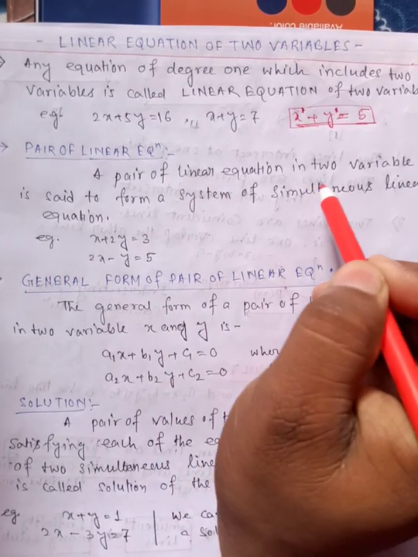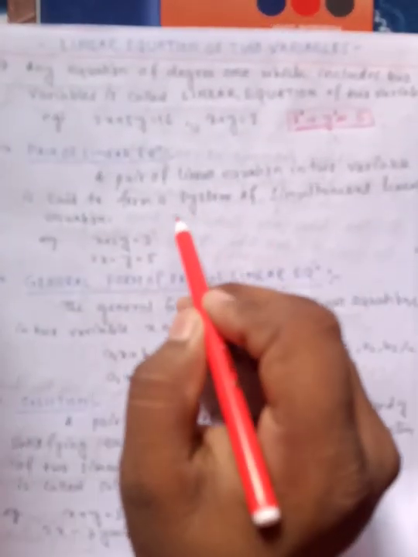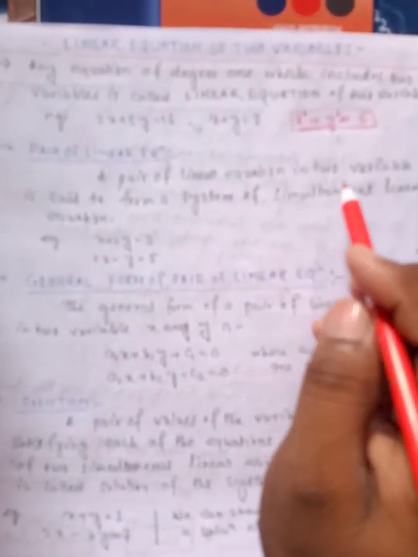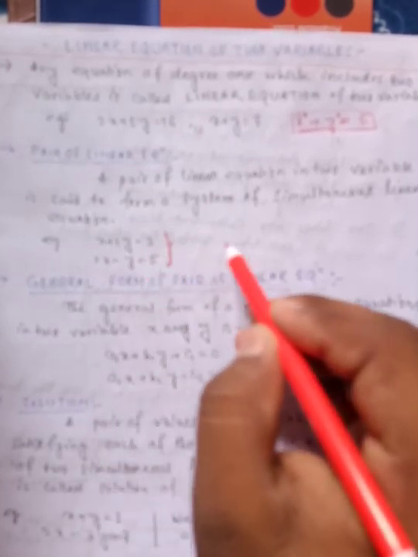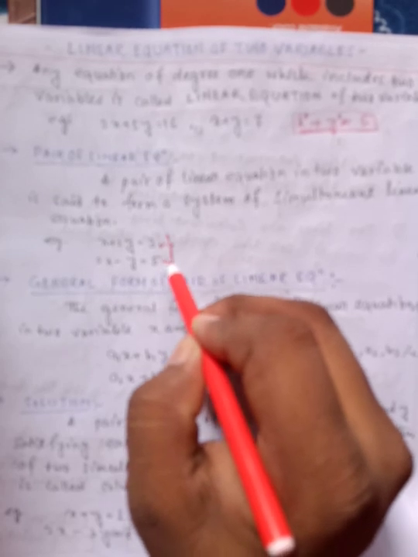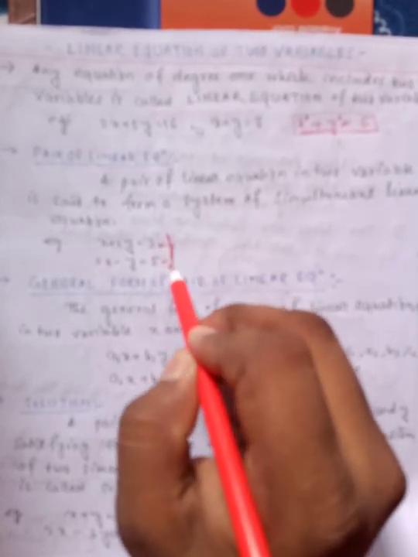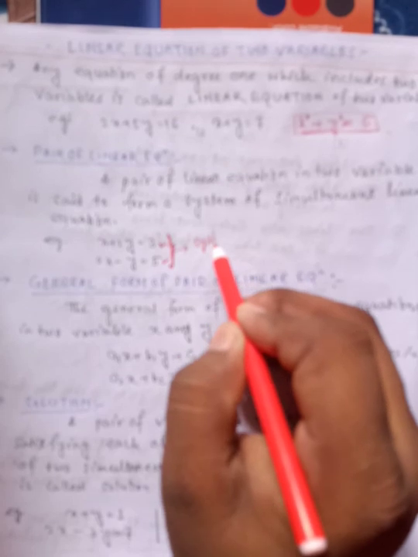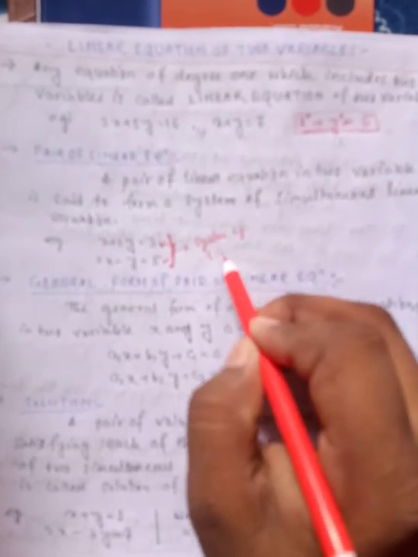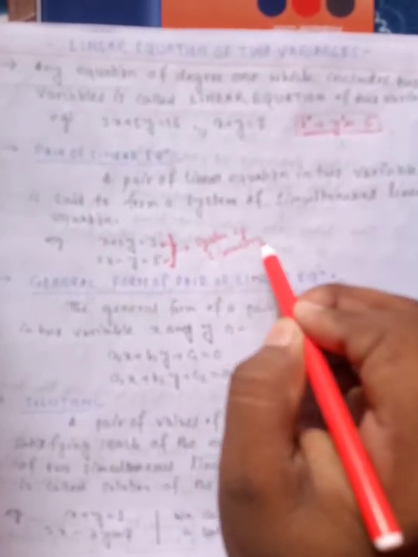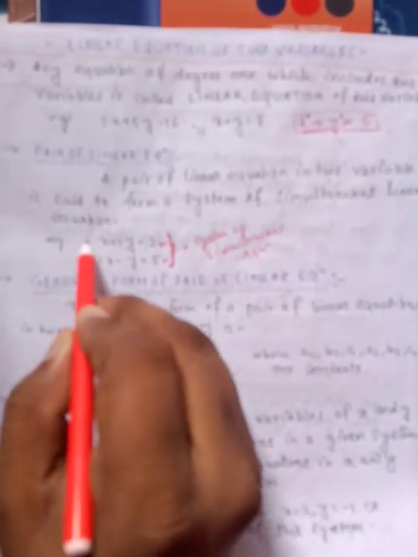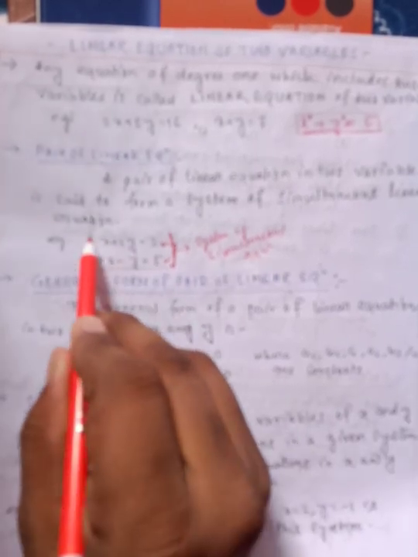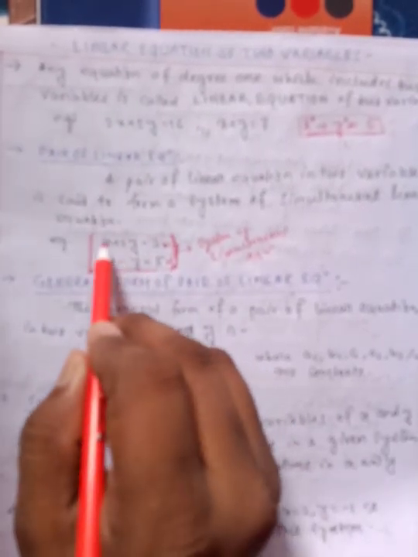A pair of linear equations in two variables is said to form a system of simultaneous linear equations. That is our part of discussion, simultaneous linear equations. Two linear equations we are going to take together, and this is called the system of simultaneous equations. So when we are taking two linear equations of two variables together, that is called the simultaneous linear equations of two variables.